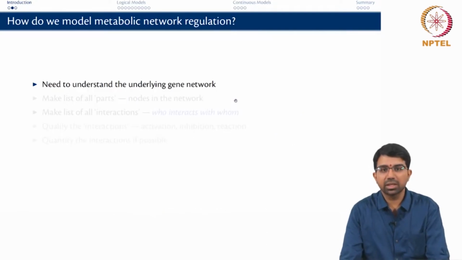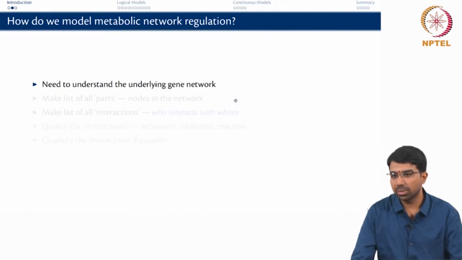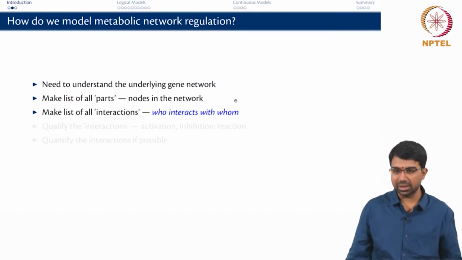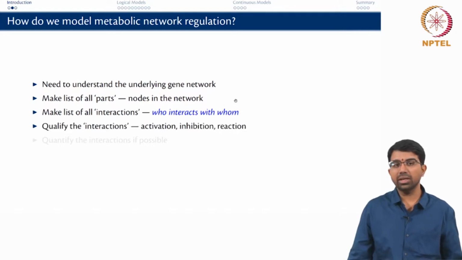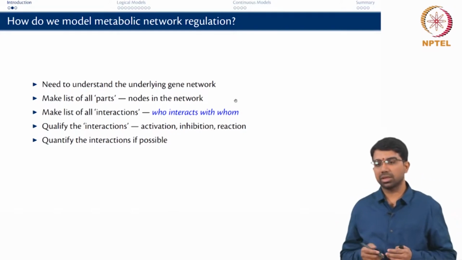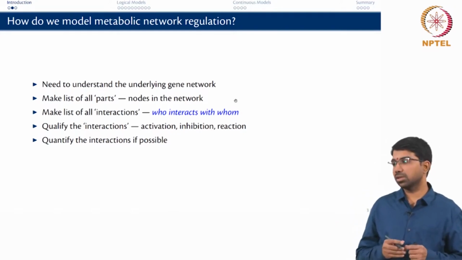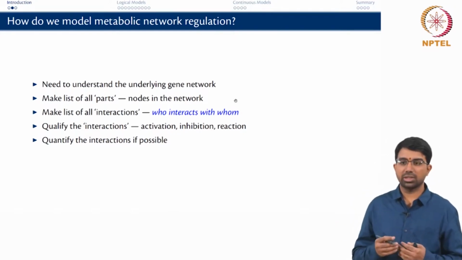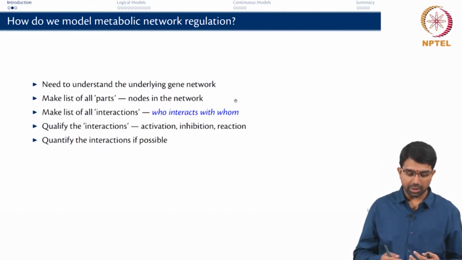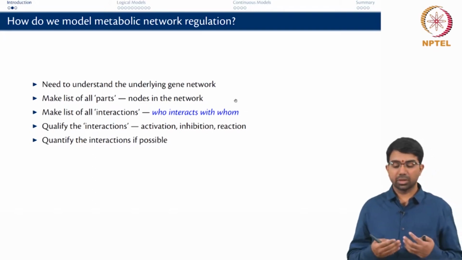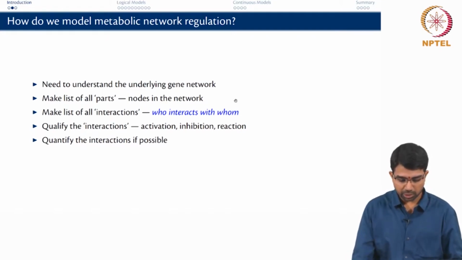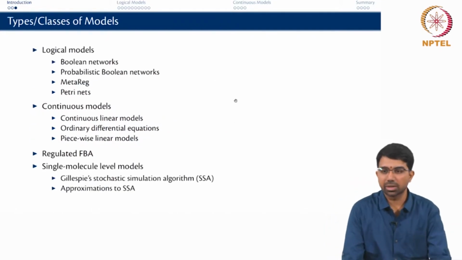You need to first understand all the underlying parts. So, make a list of all the parts of the network and a list of all the interactions of the network, and then qualify and if possible quantify the interactions. This is almost like filling out an adjacency matrix. If you just fill in ones and zeros, it is sort of qualitative. If you can actually say this is going to be 0.99, this is going to be minus 0.3, it will end up being quantitative, and you have to reconstruct this from literature and from experiments and so on and so forth. There are many different classes of models that can be used.